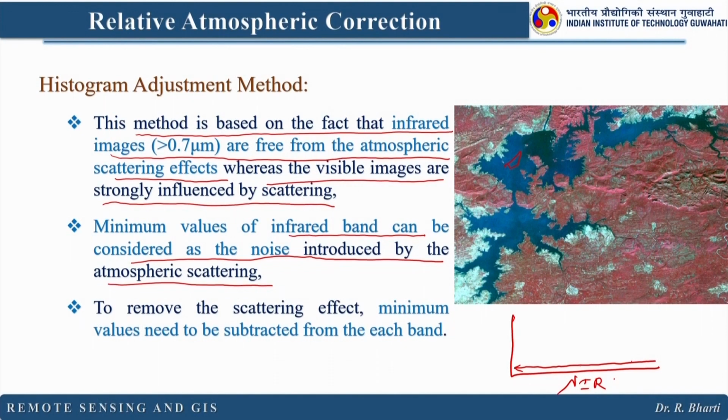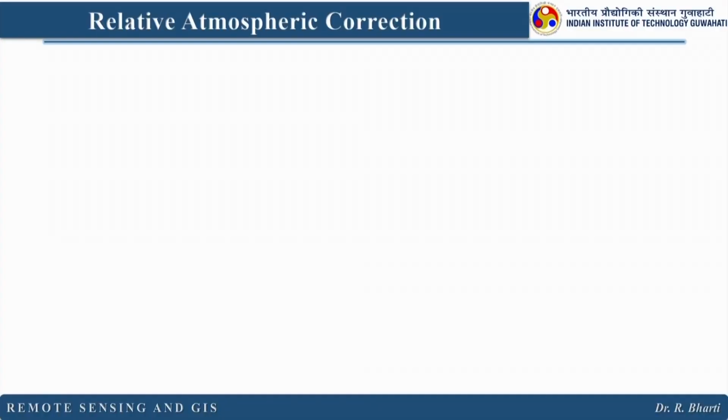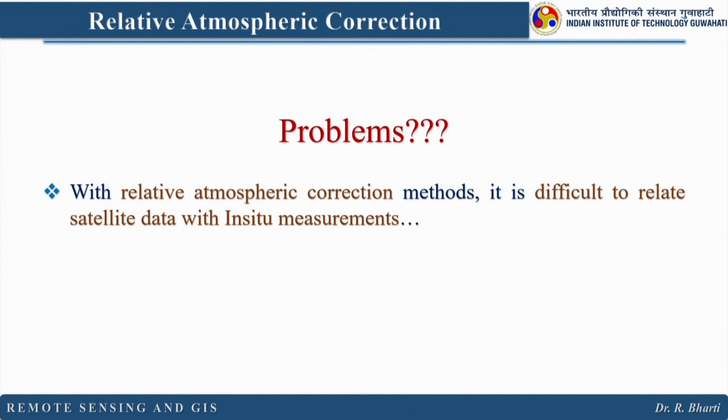To remove the scattering effect, the minimum value needs to be subtracted from each band. So what is the problem with the relative atmospheric correction? With the relative atmospheric correction method, it is difficult to relate satellite data with in situ measurement. Why? Because in one, you are going to measure on the ground with less interaction with the atmosphere, whereas the other one you are measuring from space where you have maximum interaction with our atmosphere and the local settings.